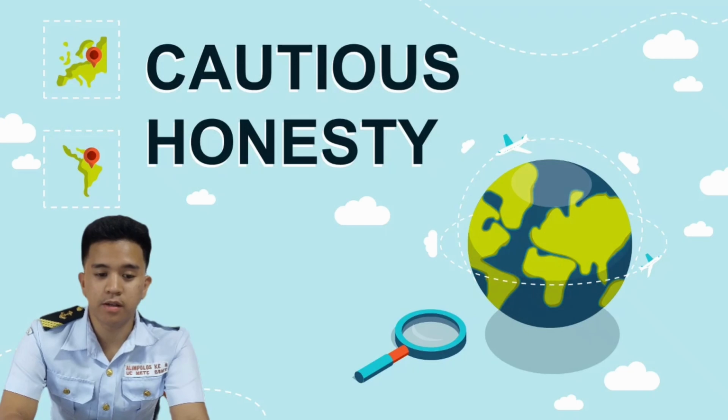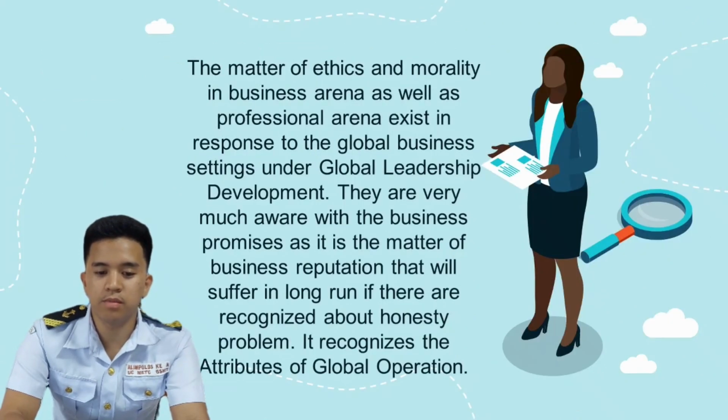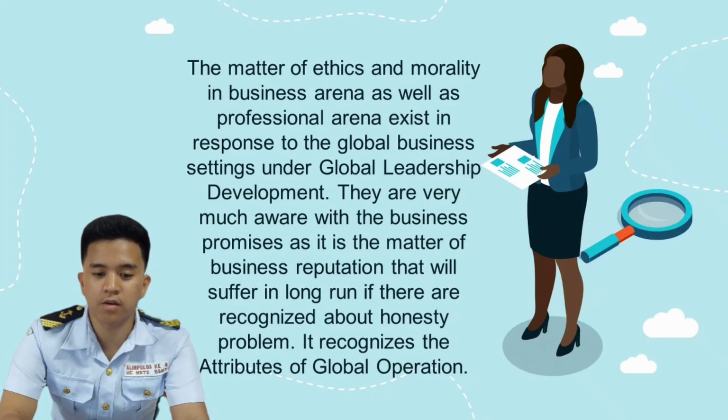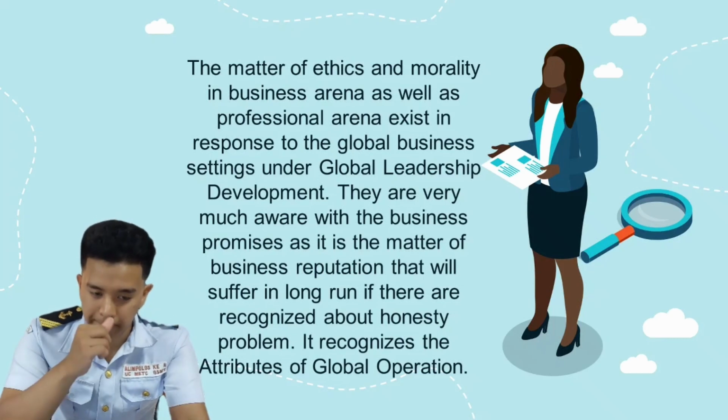Number three, cautious honesty. The matter of ethics and morality in business arena as well as professional arena exists in response to the global business settings under global leadership development. They are very much aware of the business premises, as it is a matter of business reputation that will suffer in the long run if they are recognized for honesty problems. It recognizes the attributes of global operation.